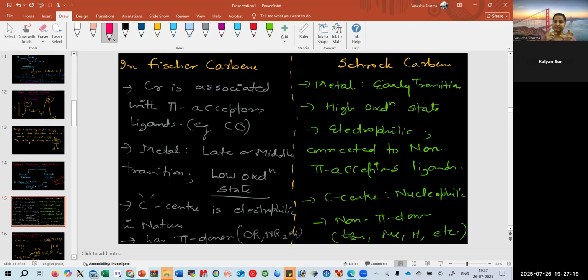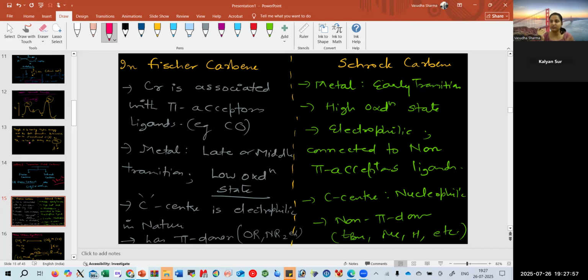This is the basic difference between the Fischer and the Schrock. In the Fischer carbene, the metal center is generally a late transition metal, like after titanium, and they tend to form low oxidation state complexes. Since they are highly electron rich, they will be stabilized by pi acceptors such as carbon monoxide or the NO group, mostly the carbonyl group. And the carbon center of the carbene is electrophilic in nature. To stabilize it, it has pi donors, which are OR and NR2 groups having lone pairs.